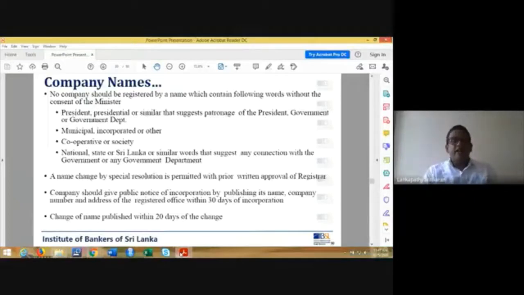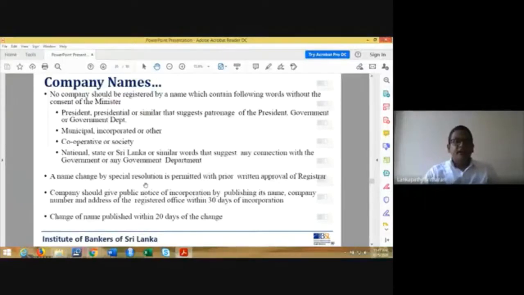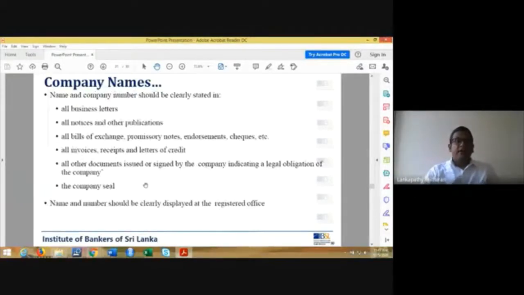Then we can move into the next section. Okay. There are some more things. These company names also, the name of the company number should be clearly stated in some of the documents. The first one is all business letters, the company name should be notified.